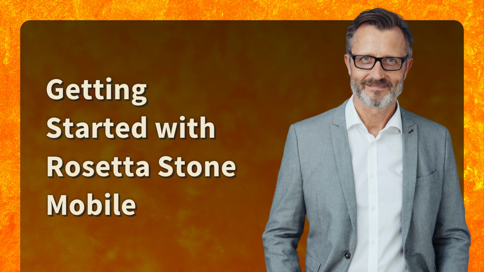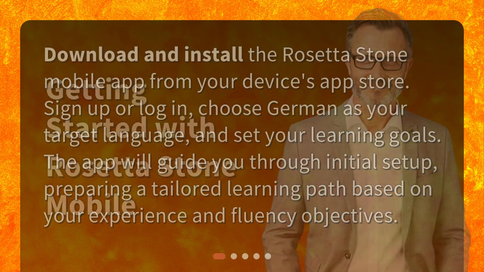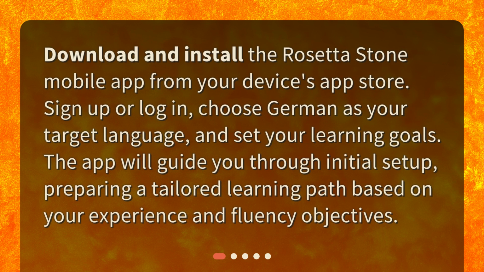Getting started with Rosetta Stone Mobile. Download and install the Rosetta Stone mobile app from your device's app store. Sign up or log in, choose German as your target language, and set your learning goals. The app will guide you through initial setup, preparing a tailored learning path based on your experience and fluency objectives.